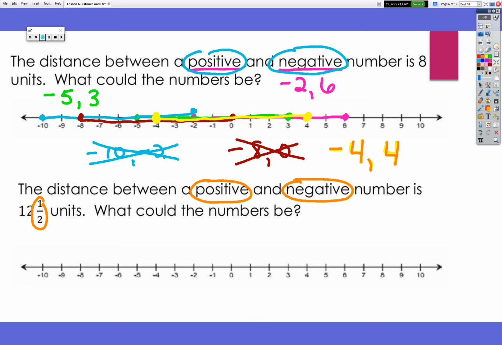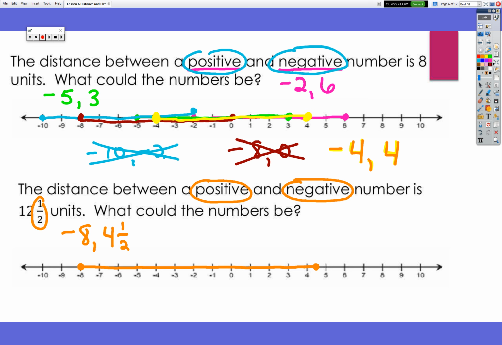So say I start at -8. I'm going to go 12.5 units. So I'm going to count 1, 2, 3, 4, 5, 6, 7, 8, 9, 10, 11, 12, and then I need to go another half of a unit. So I'm going to go halfway in between 4 and 5. Now since that number's halfway between 4 and 5, that would be 4.5. So one possibility is -8 and 4.5.